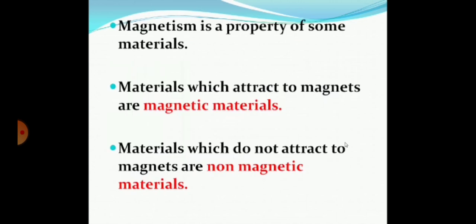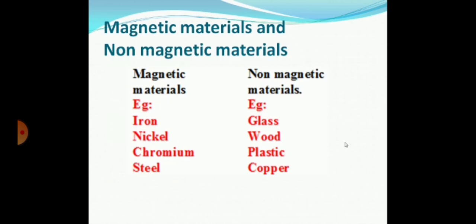Magnetism is a property of some materials. Materials which are attracted to magnets are called magnetic materials. Materials which are not attracted to magnets are called non-magnetic materials. Depending on magnetism, we can categorize them into two categories: magnetic materials and non-magnetic materials. You can see some examples of magnetic materials such as iron, nickel, chromium, steel. For non-magnetic materials, some examples are glass, wood, plastic, copper.